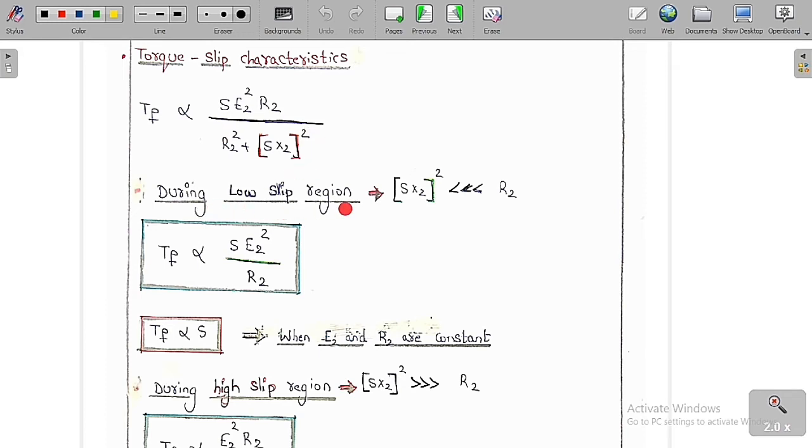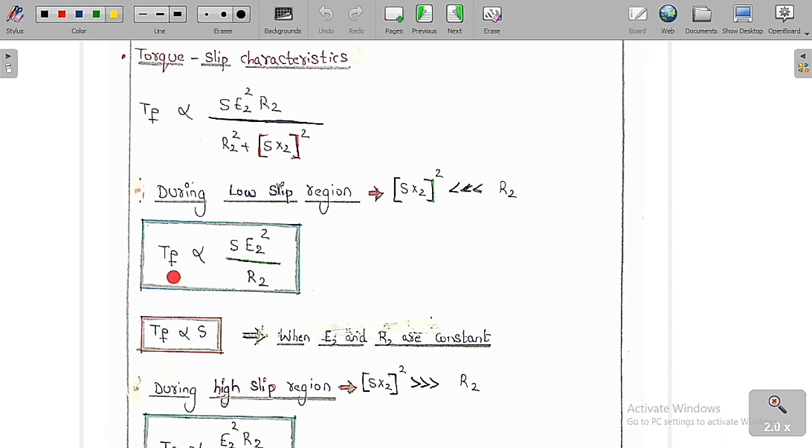During the low slip region, I have already told you, in the stable region, NR is nearly equal to NS, so slip is nearly equal to 0. So we are going to neglect this term, because S square is still very low, because S itself is very less, S square is again less. Then finally we are going to get torque is directly proportional to S E2 square by R2, because the R2 terms cancel. This is the expression we are going to get during the low slip region. So torque is directly proportional to S into E2 square by R2, or simply S into V square by R2.